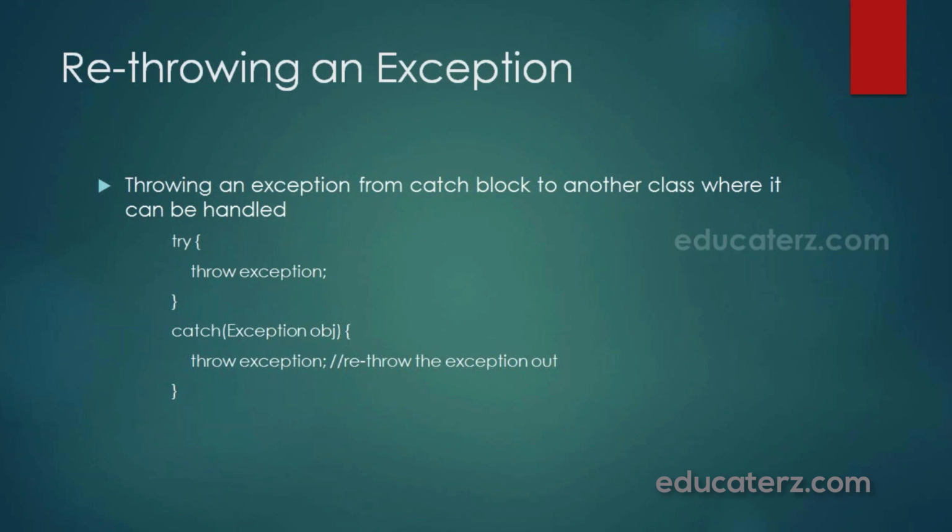Suppose there are two classes A and B. If an exception occurs in A, we want to display some message to the user and then rethrow it. So this rethrown exception can be caught in class B where it can be handled. So rethrowing exceptions is useful especially when the programmer wants to propagate the exception details to another class. Let's see an example of rethrowing an exception.